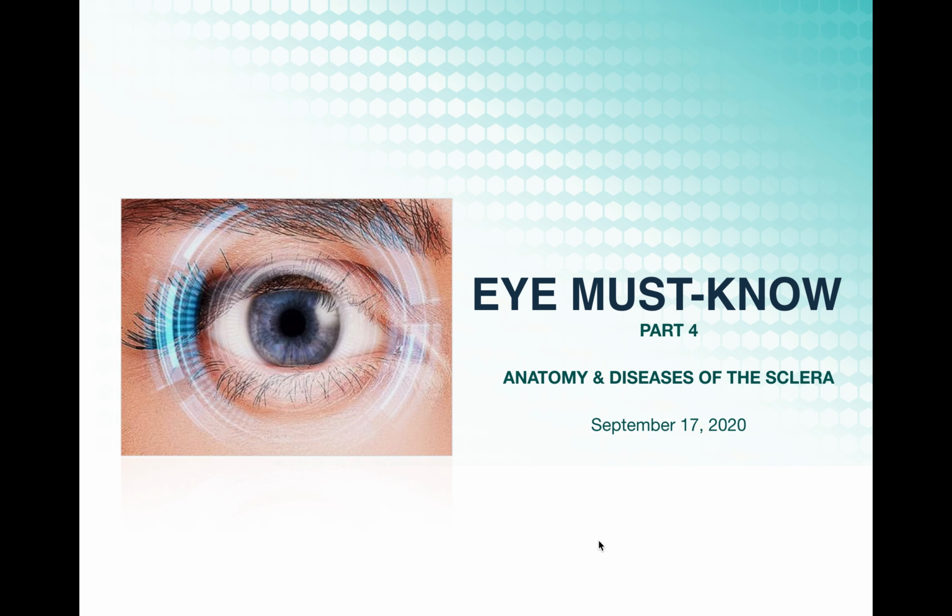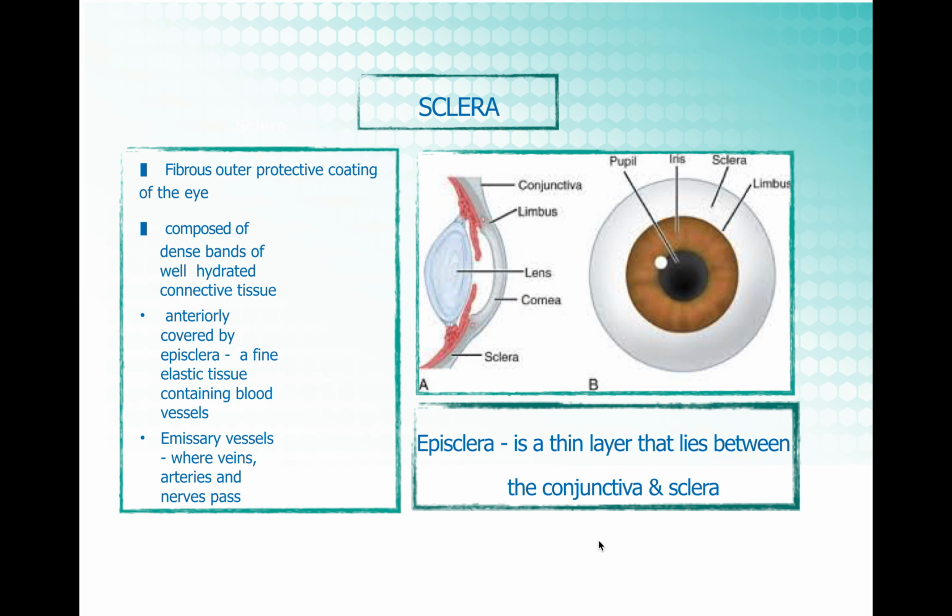Good morning. This is the last part of the lecture series, and this will be about the anatomy and diseases of the sclera. The sclera covers the posterior 4/5 of the surface of the globe, with opening anteriorly for the cornea and opening posteriorly for the optic nerve. It is a fibrous outer protective coating of the eye and is composed of dense bands of well-hydrated connective tissue.